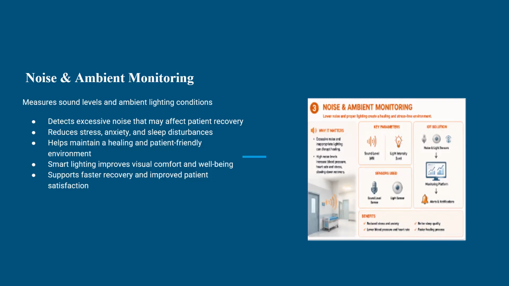IoT based sound level sensors continuously monitor the noise levels in different hospital areas, and similarly smart lighting sensors monitor ambient light intensity and ensure proper illumination. When noise or lighting levels exceed recommended limits, corrective actions can be taken automatically or through notifications to facility managers. By maintaining appropriate sound and lighting conditions, hospitals can create a more patient-friendly environment that supports faster recovery and improved satisfaction.